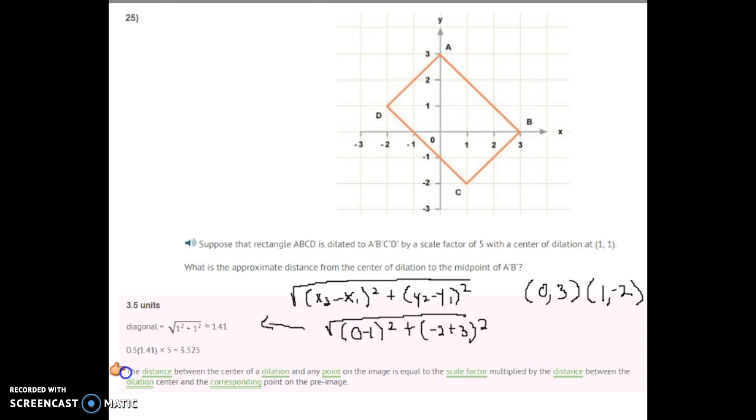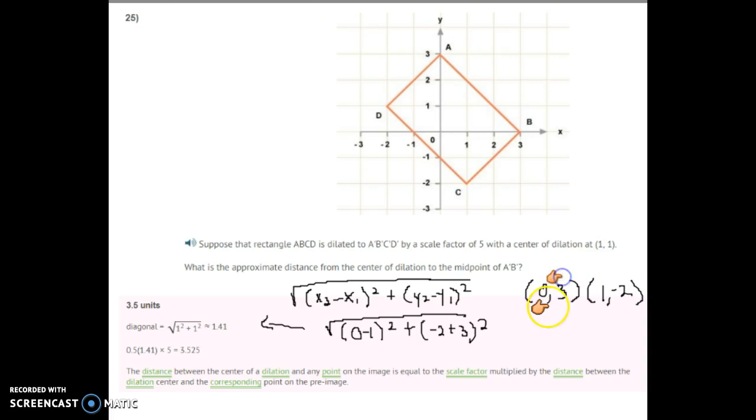So they give you this little note here that the distance between the center of a dilation and any point on the image is equal to the scale factor multiplied by the distance between the center of dilation and the corresponding point on the pre-image. So the first thing they did is take the distance of the diagonal.